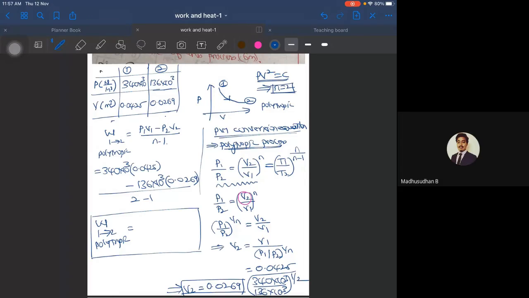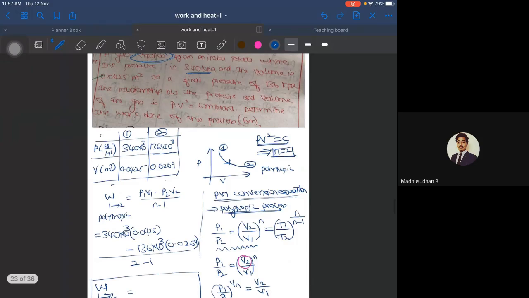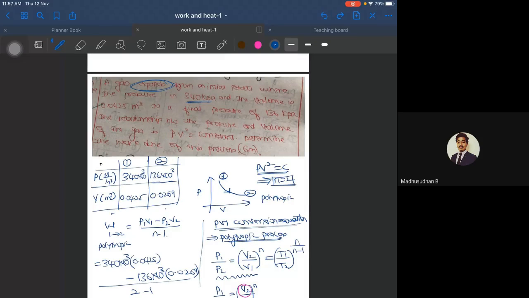Excuse me, sir. Yes, Lucky. Sir, how did you get the value of n equals 2? So he has given the gas expands according to the relation, look here, Lucky, PV square is equal to constant. The general representation of that particular thing is PV to the power of k is equal to constant, right? So the k value, the n value, is 2. That's it. Simple.